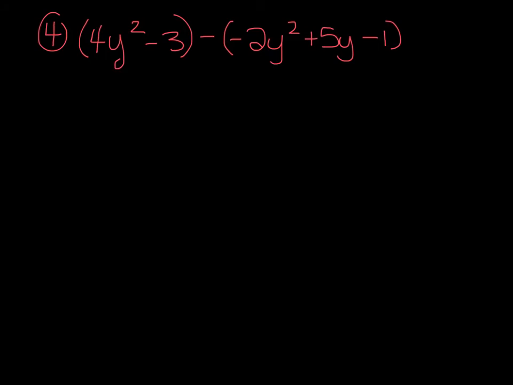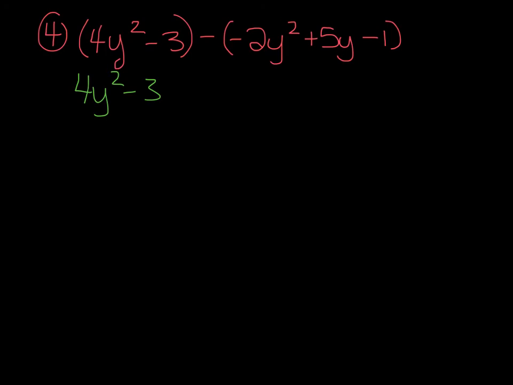The next problem involves subtraction. So in all honesty, subtraction we do the exact same way that we do addition, with the exception of one step that we do in the very beginning. So my first thing in parentheses, the 4y squared minus 3, I'm not going to do anything with that because there's no number in front of it that I need to distribute. So I'm just going to rewrite that as 4y squared minus 3.